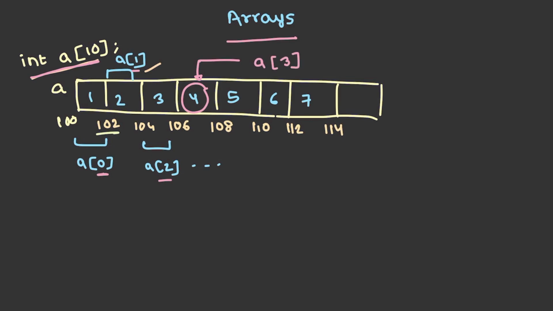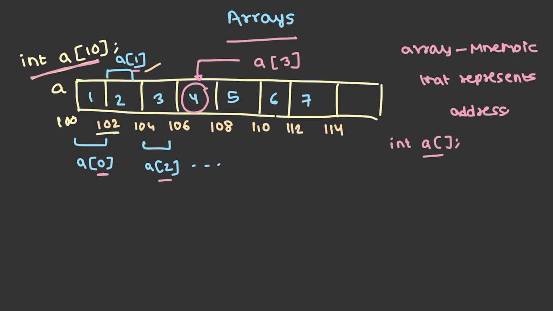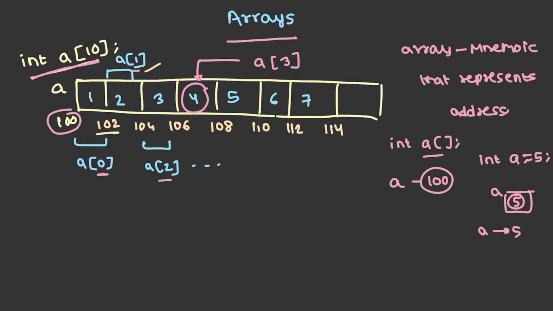Before proceeding with arrays, I want you to understand one thing. The array name is generally a mnemonic, which represents its address. If an array is declared as such, let's say it starts at memory location 100, then A actually represents 100. If you take a normal variable A and assign a value of 5 to it, A will have the value 5. So whenever you write A, it represents 5. But if it's an array, it actually has its base address. As this array starts from location 100, the name of the array represents the start address, which is 100.